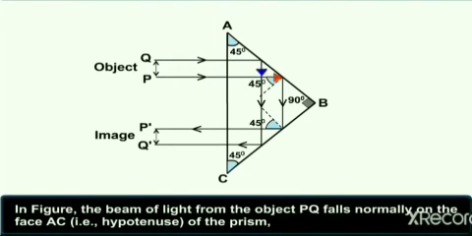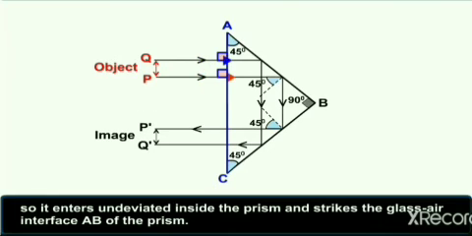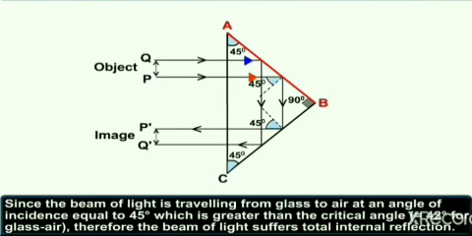In figure, the beam of light from the object PQ falls normally on the face AC, that is, hypotenuse of the prism, so it enters undeviated inside the prism and strikes the glass-air interface AB of the prism. Since the beam of light is traveling from glass to air at an angle of incidence equal to 45 degrees, which is greater than the critical angle, which is equal to 42 degrees for glass to air, therefore, the beam of light suffers total internal reflection.